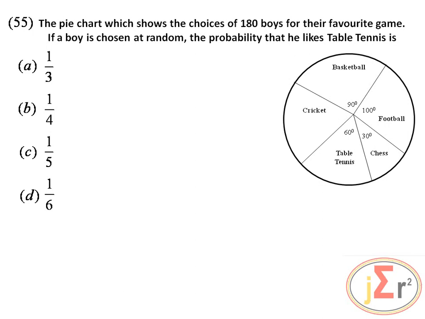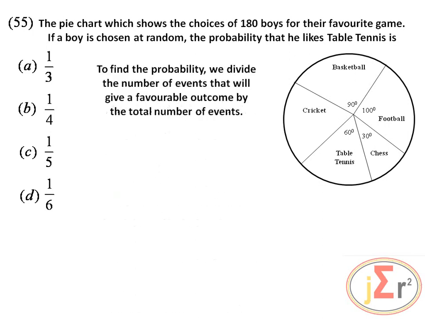No, of course, it does not matter how many boys we have in the entire sample or the entire population. That does not matter. What matters is the fraction of the entire amount that table tennis represents. So, to find the probability, we divide the number of events that will give a favorable outcome by the total number of events. So, what is the number of events that will give a favorable outcome?